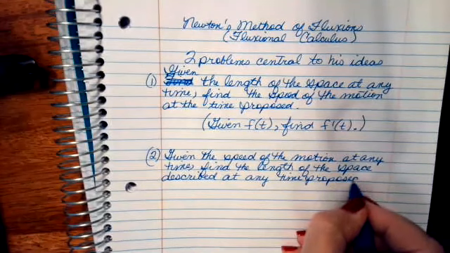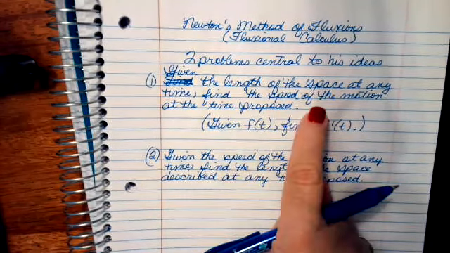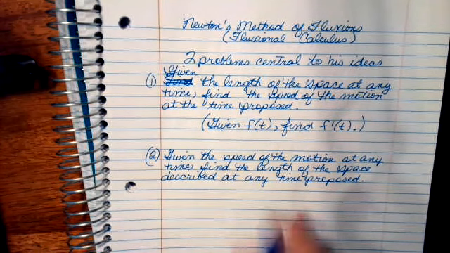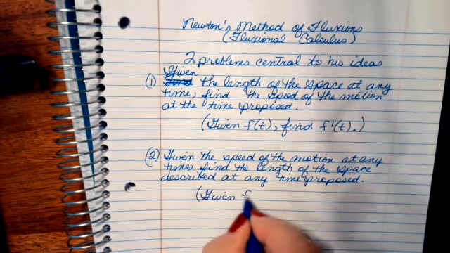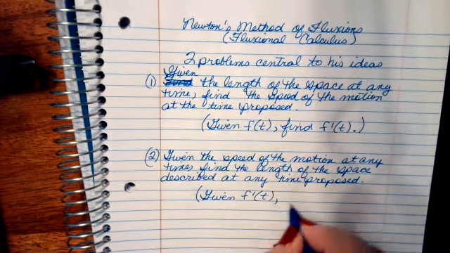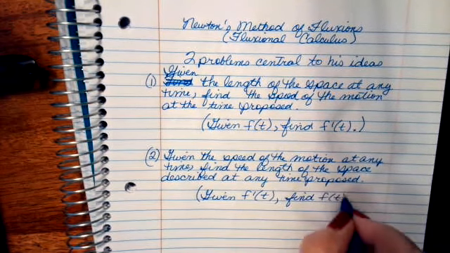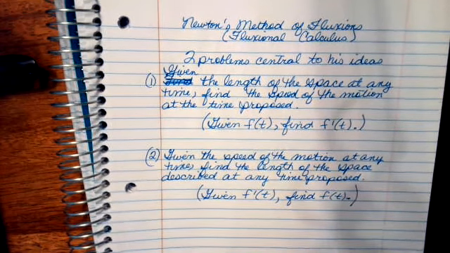Well, doesn't that sound like just the opposite of what we did here? Given the length of the space, find the speed. Here, given the speed, find the length of the space. So this one, we're going to represent given f prime of t, find f of t. You're given the antiderivative, and you're asked to find the original function.